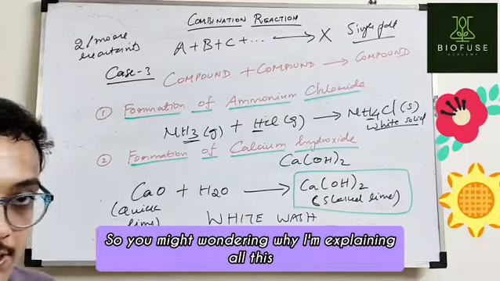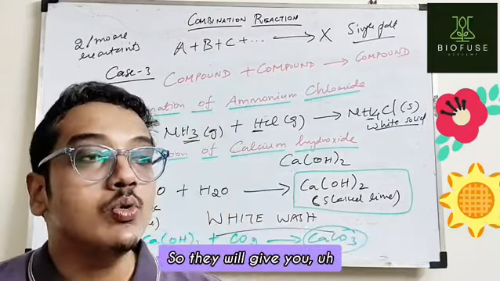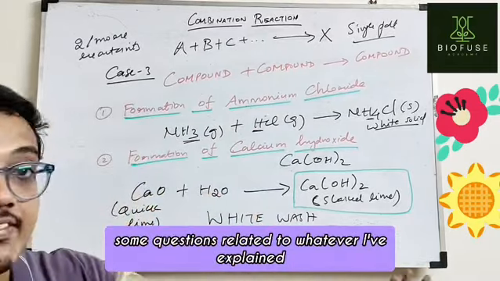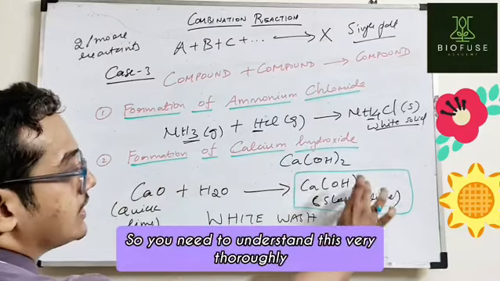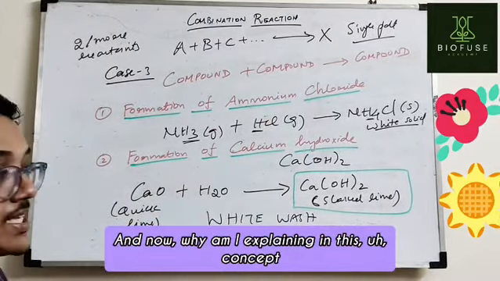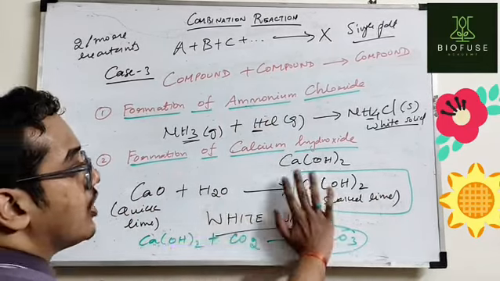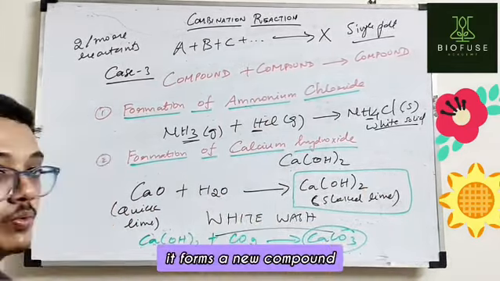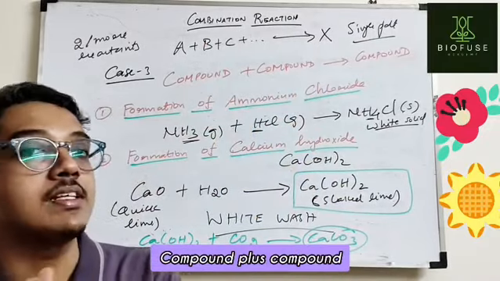You might be wondering why I am explaining all this. This is one of the important questions in the CBSE board exam. They will give you questions related to whatever I have explained, like quicklime, slaked lime and calcium carbonate. So you need to understand this very thoroughly. Why am I explaining it in this concept? Because here calcium oxide is a compound, water is a compound, and it forms a new compound. So which reaction does this come under? Combination reaction: compound plus compound.